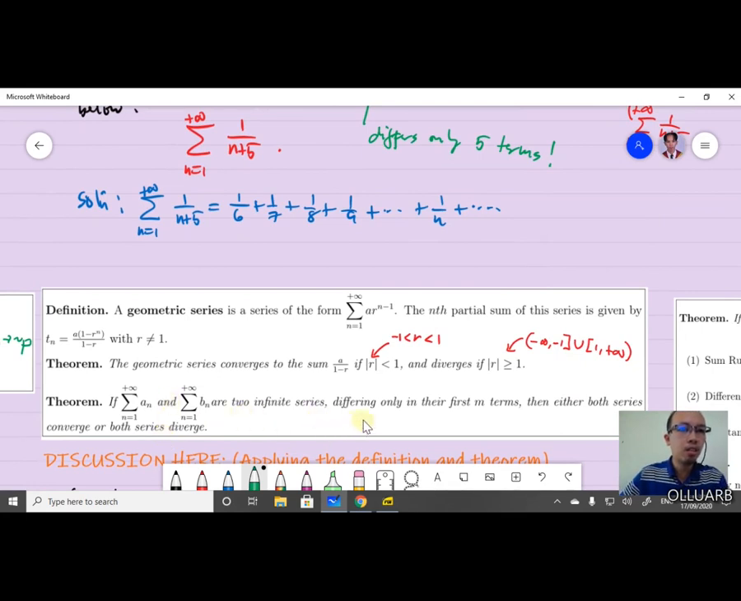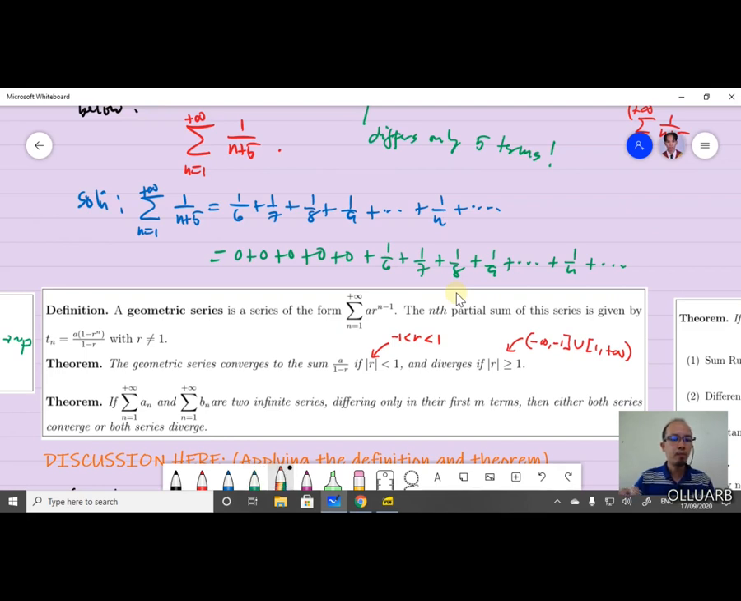if you are given two series and it differs only in the first m terms, our m here is 5, then either the series both converge or both diverge. Since we compare to the harmonic series, which is known to be divergent, then this series that we compare is also divergent by the theorem. Okay, so we can write this as 0 plus 0 plus 0 plus 0, 1, 2, 3, 4, 5 plus 0 plus 1 over 6 plus 1 over 7 plus 1 over 8 plus 1 over 9 plus up to infinity. Okay, so this series is divergent by the theorem.